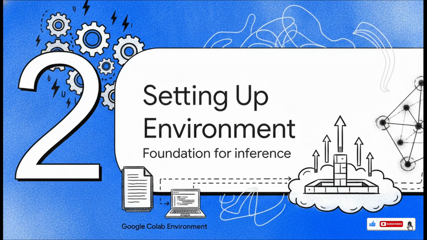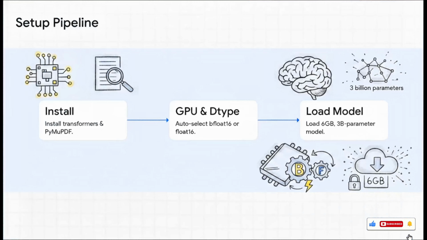Moving right along to Section 2, setting up your environment, the foundation for inference. Now, we aren't going to get bogged down reading lines of code here, but understanding the intent is super important. Step 1, we just install the essentials, things like transformers and PyMuPDF. But Step 2 is where it actually gets really smart. The script automatically detects if your GPU supports bfloat16. If it does, it optimizes for it on the fly. Otherwise, it just falls back to float16. So we're optimizing the hardware before we even touch the model itself. And then in Step 3, we finally load up that massive 6 GB, 3 billion parameter powerhouse.